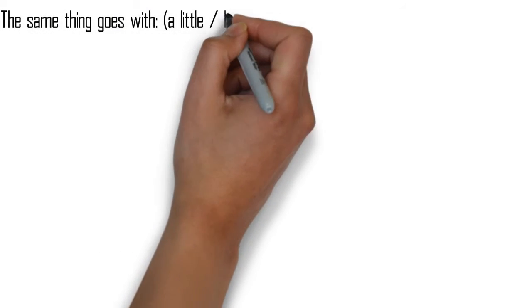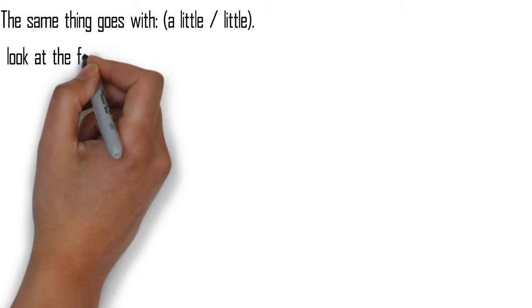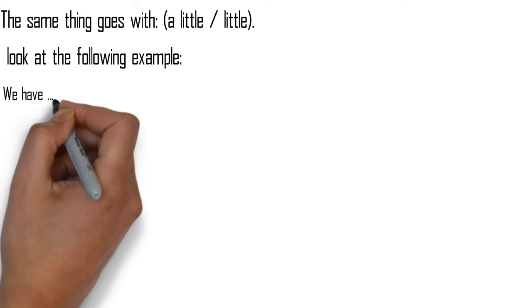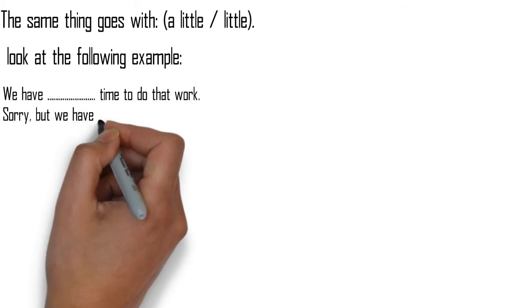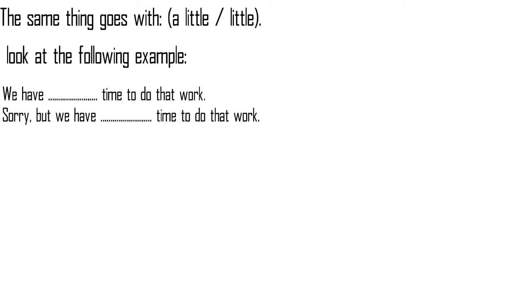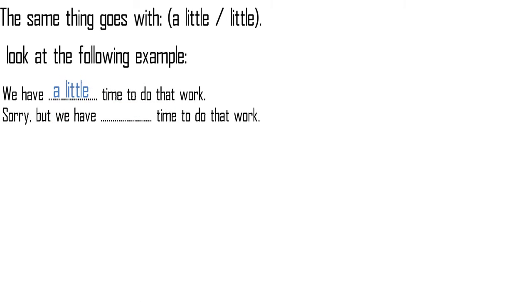The same thing goes with a little and little. Remember, we use a little and little with uncountable nouns. Look at the following example. Number 1, we have a little time to do that work. Number 2, sorry, but we have little time to do that work.